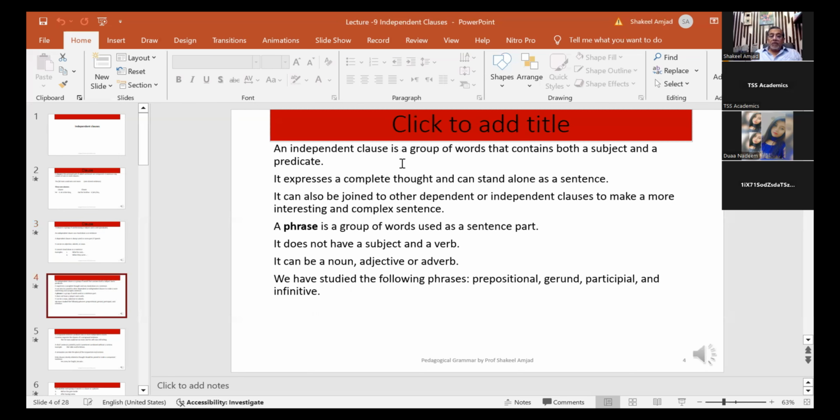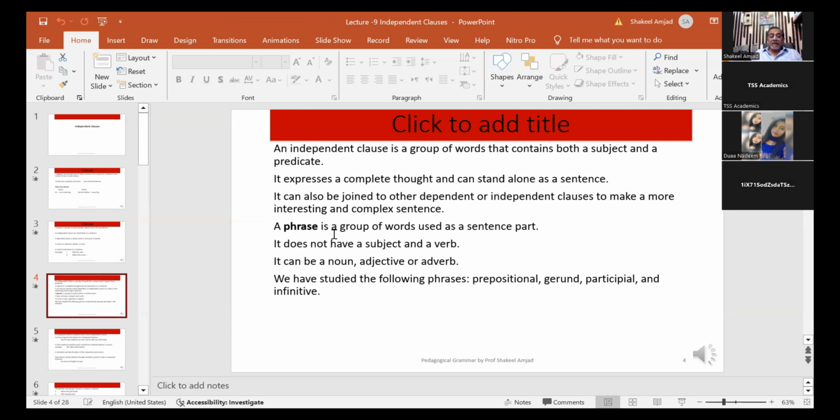An independent clause is a group of words that contains both a subject and a predicate. It expresses a complete thought and can stand alone as a sentence. An independent clause can also be joined to other dependent or independent clauses to make a more interesting, complex sentence.